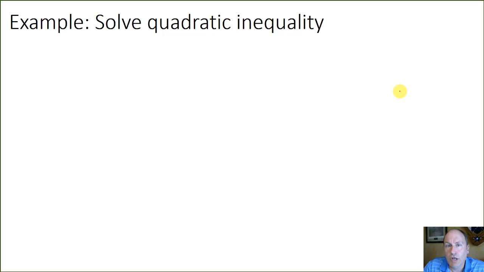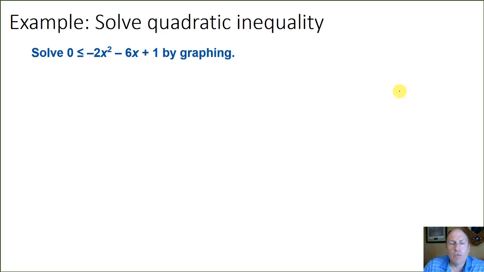Let's look at a one-dimensional quadratic inequality and solving it. And this one may wind up being a little bit more complicated. We're going to solve the inequality 0 less than or equal to negative 2x squared minus 6x plus 1. One variable here, so it's going to be a one-dimensional solution along a number line.